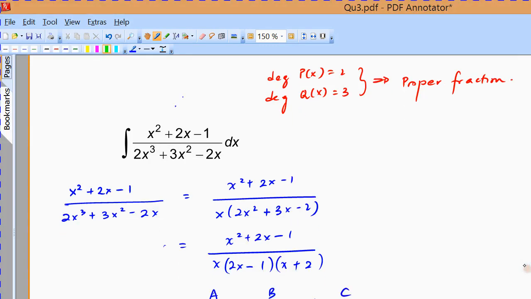Now to integrate this expression by partial fractions, first notice that the numerator has a smaller degree than the denominator, so this is a proper fraction, no need for long division. Now to start with, we will try to factorize the denominator.